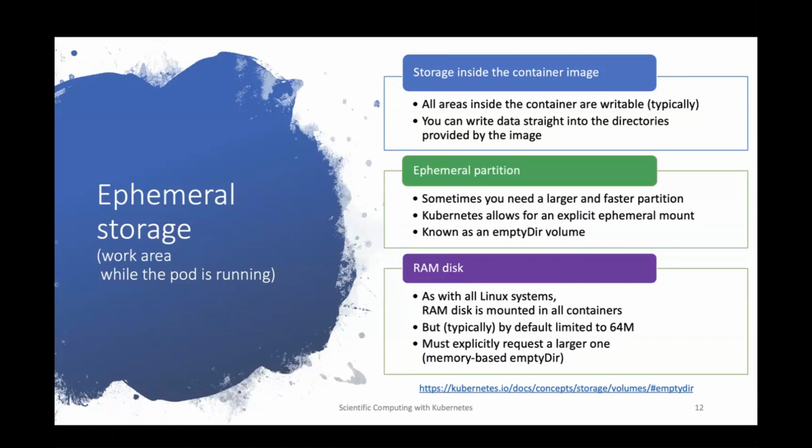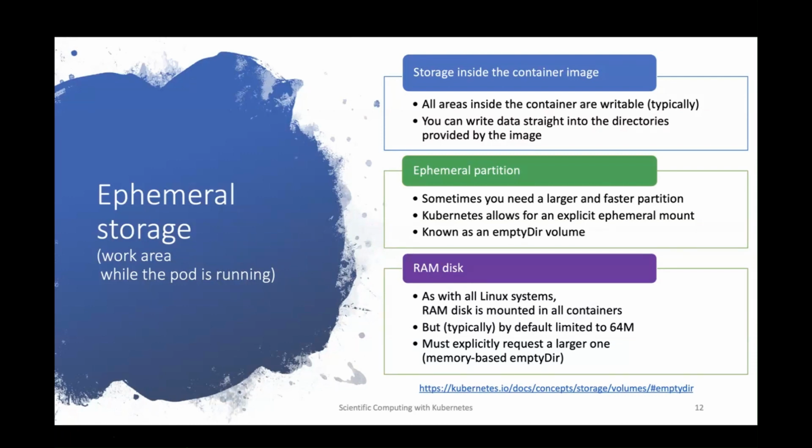All the areas in the container image itself are typically writable. The Kubernetes admin may disable it, so don't strictly rely on it. But to a first approximation, you can write anywhere in the file system without a problem. But it's typically small. You have a limited amount of free space, and it's relatively slow. So I would not recommend doing that for anything but small files and temporary files and stuff like that.